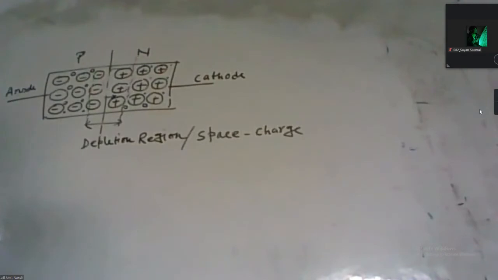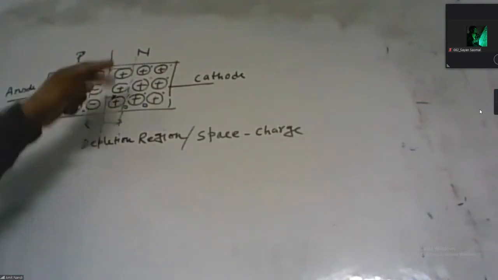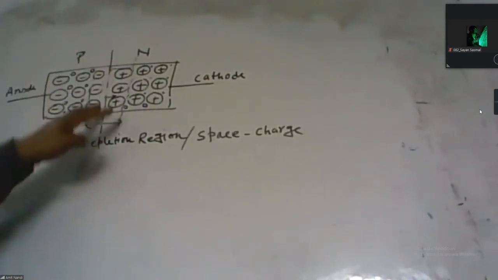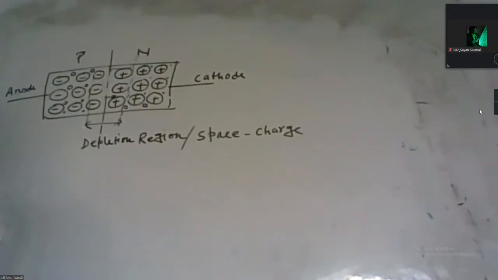That means the total diffusion process will also stop. But here we see that in the depletion region, one side consists only of positively charged donor ions, and the other side consists only of negatively charged acceptor ions.